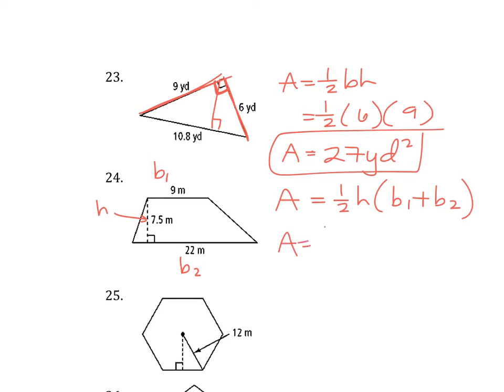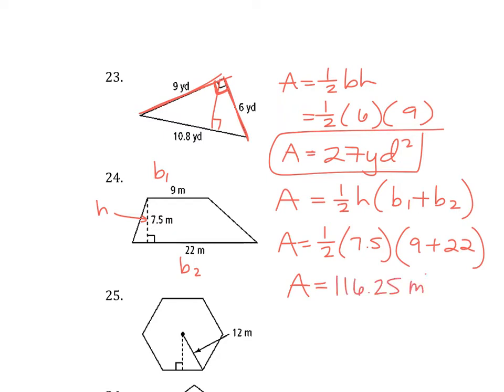So area equals 1/2 times 7.5 times 9 plus 22. Make sure you add before you multiply, right? Do PEMDAS, so parentheses first. So 1/2 times 7.5 times 31. You get an area of, what does that come out to? 116.25 square meters. Okay.